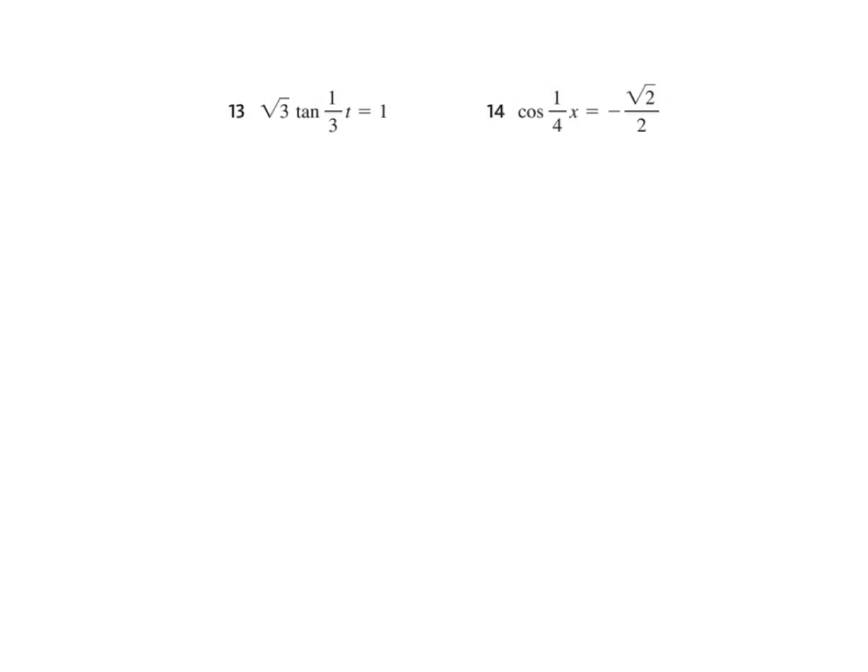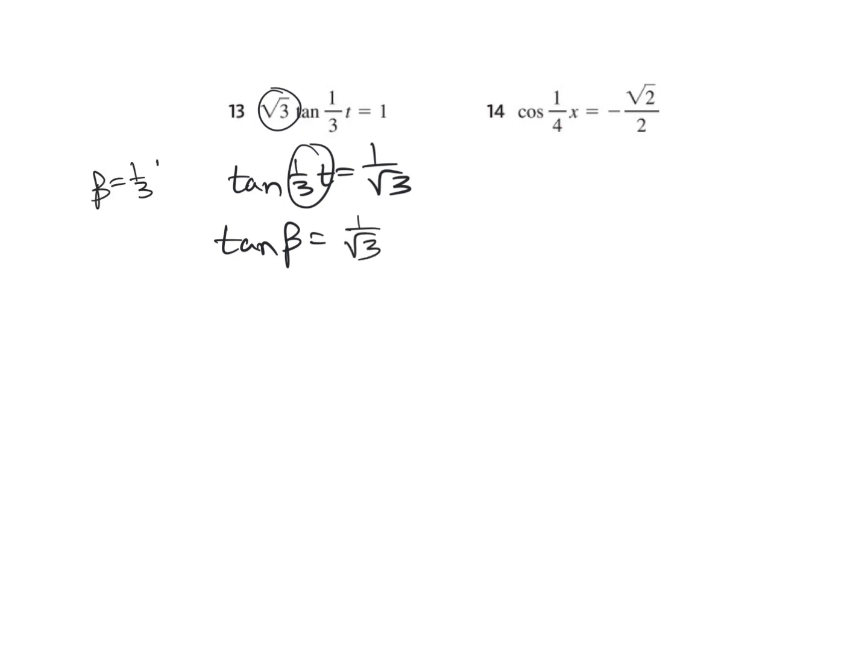Okay, so now let's solve this. Let's divide off the square root of 3. So the tangent of 1/3 t equals 1 over the square root of 3. Again, let's just call it something different. The tangent of beta equals 1 over the square root of 3. So beta equals 1/3 t. All right, so now where does the tangent equal 1 over the square root of 3?